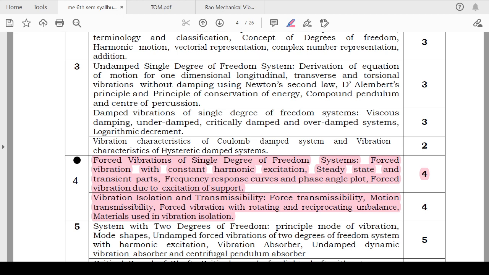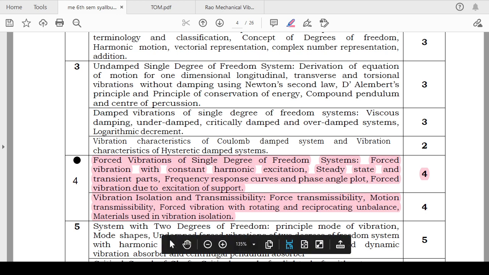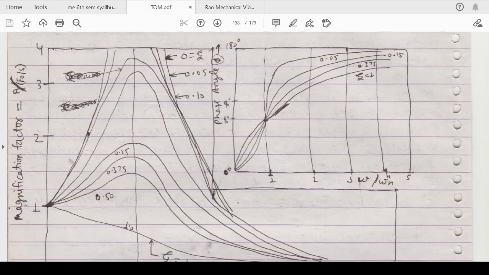We have discussed the basics of forced damped vibration, as well as the steady and transient parts. Today we will see the frequency response curve, and we will also move toward vibration isolation and transmissibility. So let's get started from where we left off in the previous session.